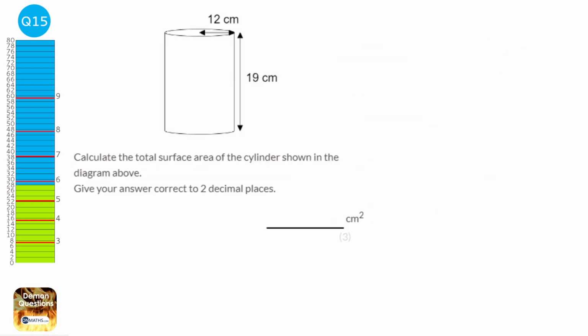So we're going to first of all work out the curved surface area, which is just this bit here, not including the top and bottom. And the formula for that is 2 pi r h.